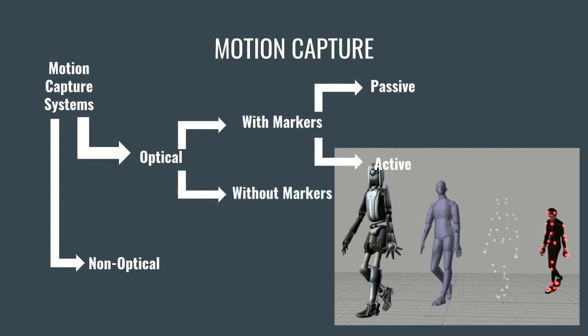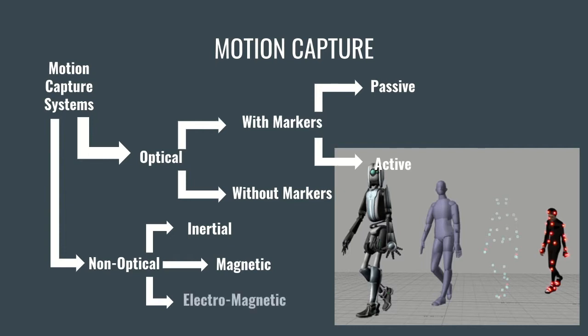We then have non-optical, and there are types of those. There are inertial, which is a technique that does not require any cameras except as a localization tool. Magnetic, which uses sensors on bodies, and these sensors are cabled to an electronic control unit. And there's electromagnetic motion capture, which is one of the more technical types of motion capture, relying on transmitters and receivers to track movement.